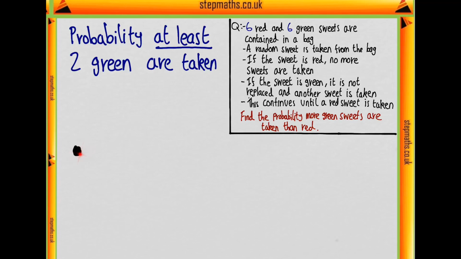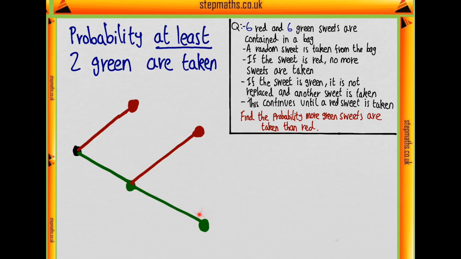So we start here, and what could happen? Well, we could get a red sweet, and that's the end of the process, and we've got no green. So we don't want this outcome, really. Or we could get a green. And from here, we could get a red, or we could get a green. Now, you could carry on here, but the thing is, once we've got to here, we know we've got 2 green sweets. So we know at the end, we'll certainly have at least 2 green sweets. So we just need to find the probability we get to here, and then we're done.